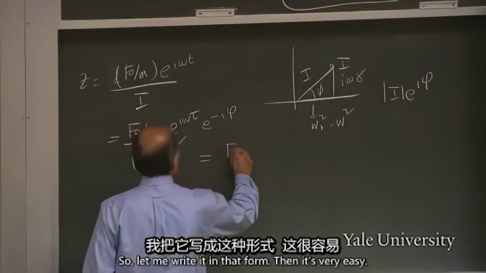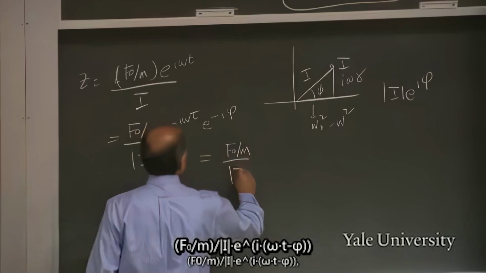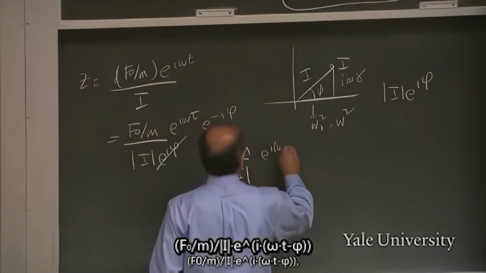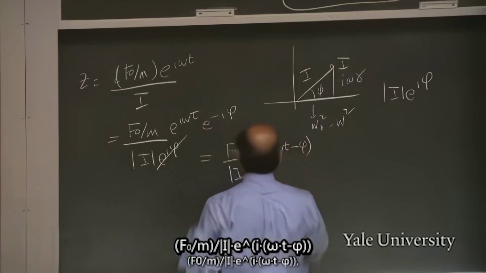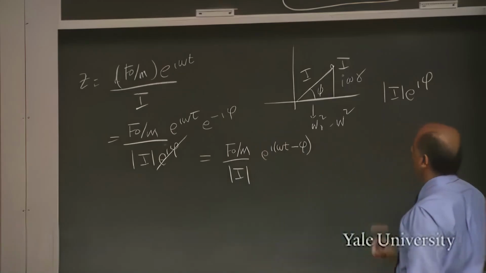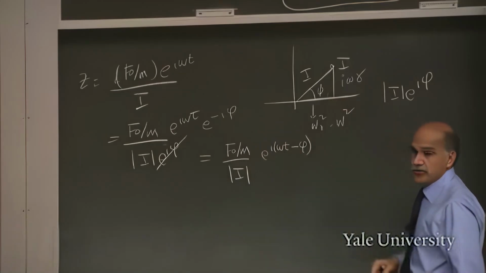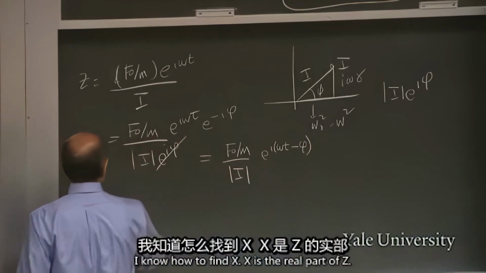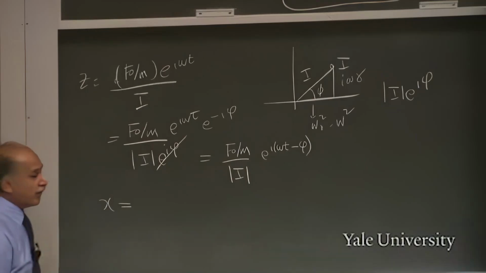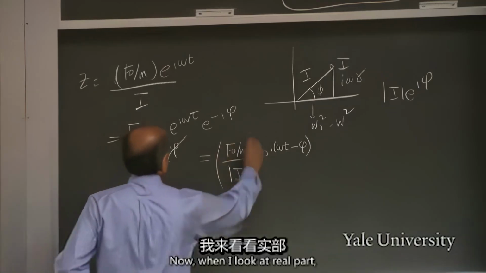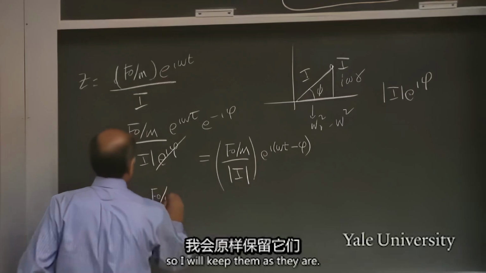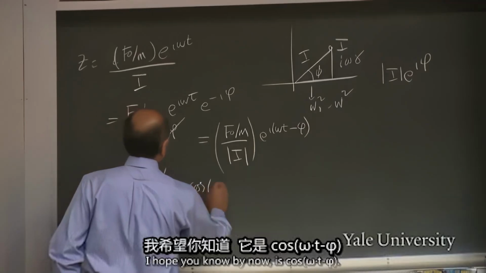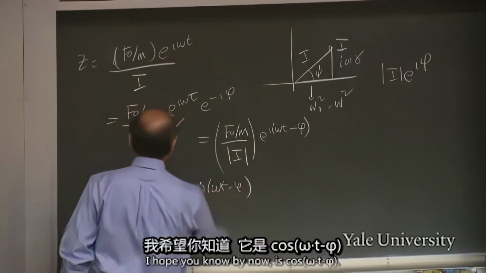Then it's very easy. F naught over m divided by the magnitude of this I times e to the i omega t minus phi, where phi is this angle. Well, now that I got z, I know how to find x. X is the real part of z. Now, when I look at the real part, all these are real numbers, so I will keep them as they are, f naught over m divided by |I|. The real part of this function, I hope you know by now, is cos of omega t minus phi.